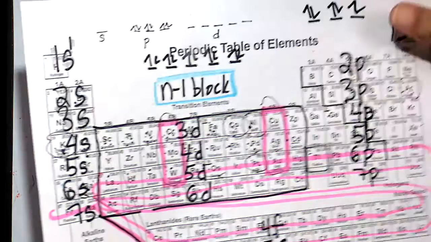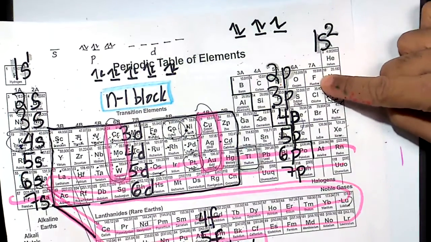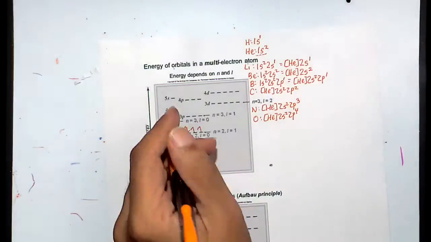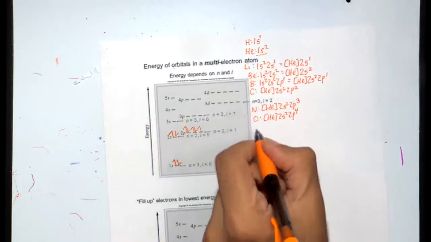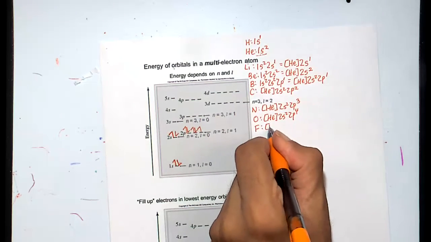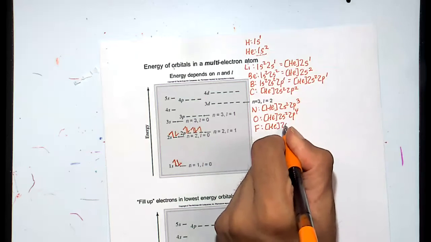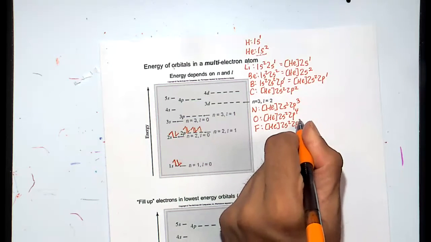Okay, what's next here? Fluorine, 9 electrons. Okay, that's the 9th electron there for fluorine. So it's going to be helium, 2s2, 2p5.